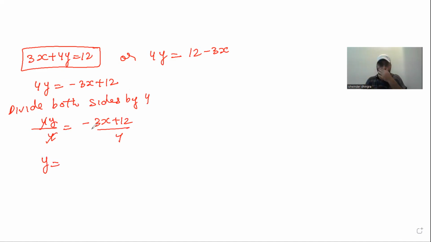Now I can break the LCM, right? I can break the LCM. The meaning of breaking the LCM is that I can write it this way: minus 3x by 4 plus 12 by 4. So I'll get y is equals to minus 3 by 4x plus 3.